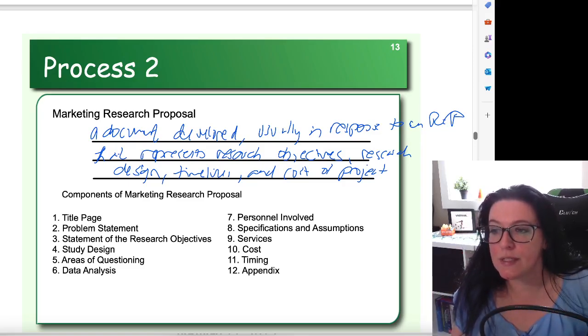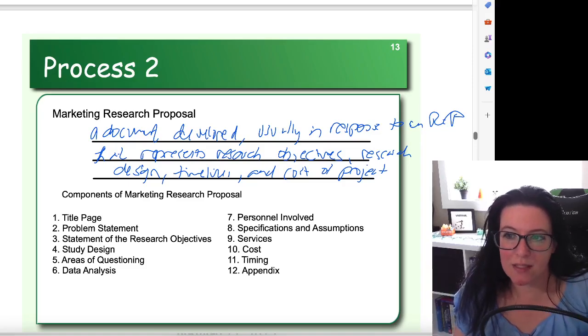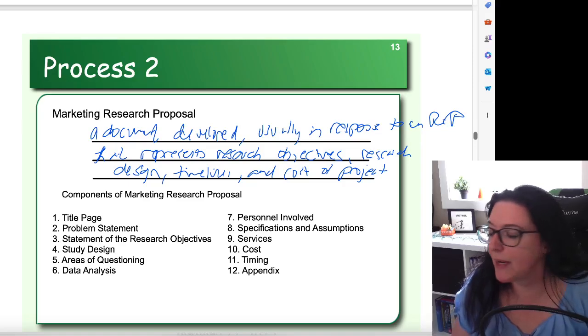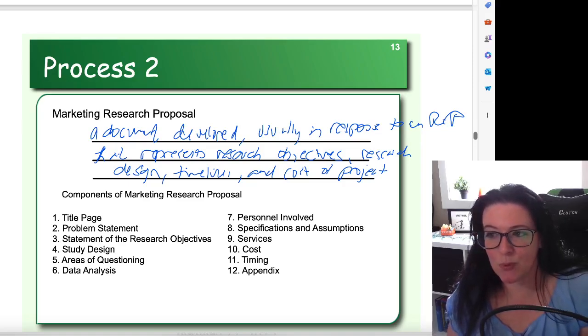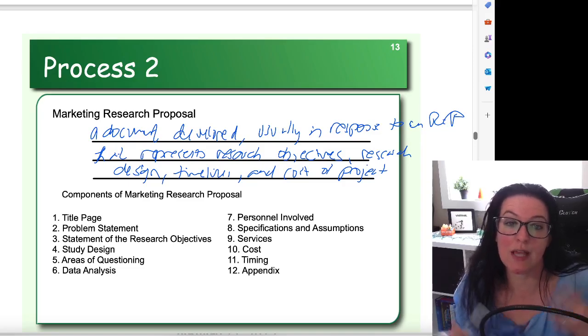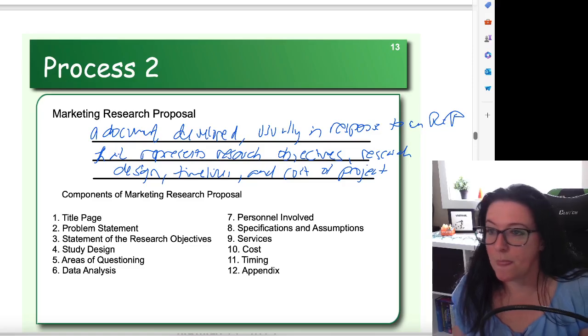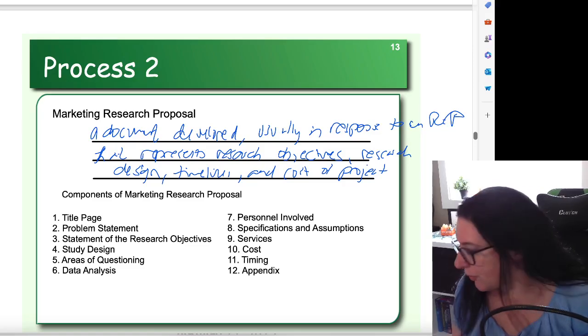What are the services that are being provided? What is the cost of the project? What is the timeline? When are the different deliverables happening? And then you might have an appendix with additional information, for example, calculations on things like sample size. All right, so let's go through these.